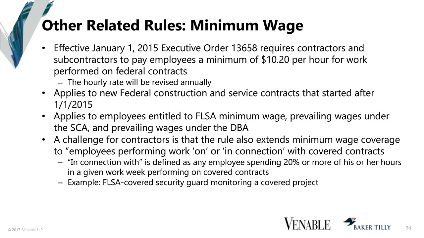I think the next slide we've got is minimum wage. So this is an older order. It was effective with new contracts issued after January 1st of 2015, and it required contractors and subcontractors to pay a minimum wage for work on SCA and DBA contracts. It did apply to also not just your direct workforce, but folks that perform work on or in connection with. So an example that was in the Q&A is a security guard who's guarding a building for a covered contract. They could be subject to the minimum wage.